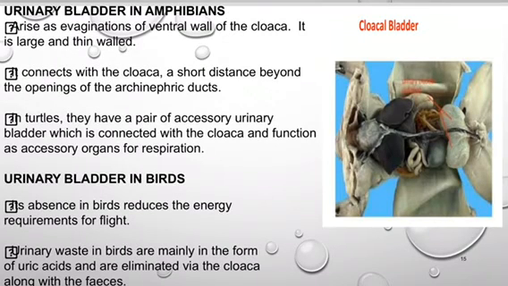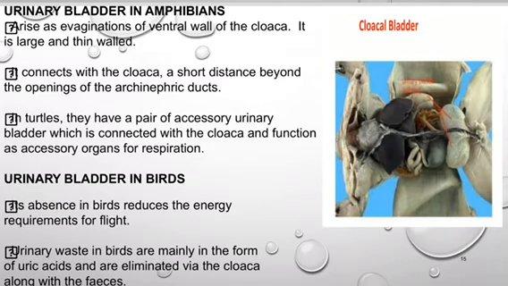The urinary bladder in amphibians arises as evaginations of the ventral wall of the cloaca. It is somewhat large and thin-walled. Take a look right here, you will see the urinary bladder in amphibians that comes from the ventral wall of the cloaca. So it's a cloacal bladder. That's what you have in amphibians. Like you can see here in the diagram, it connects with the cloaca a short distance beyond the openings of the archinephric ducts.